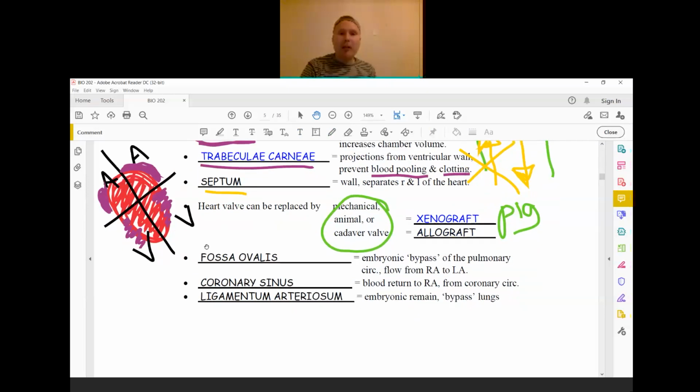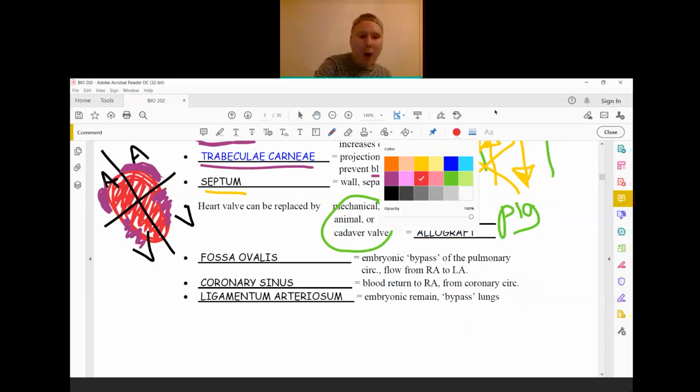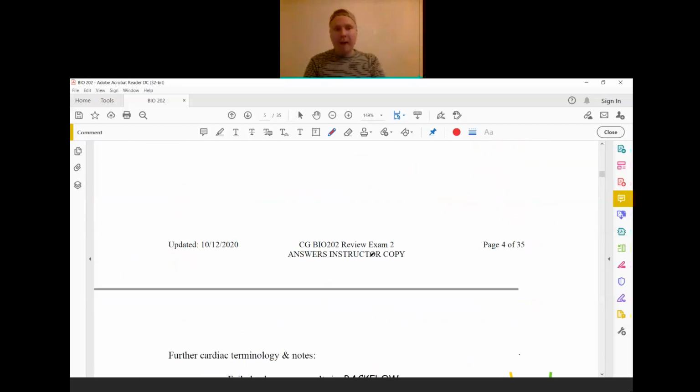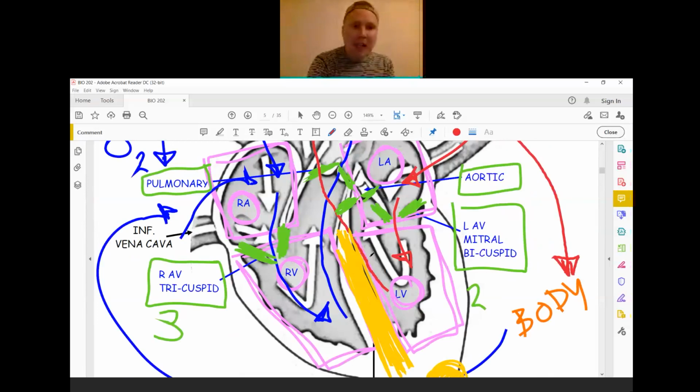A couple of other terms that you'll see. Fossa ovalis refers to this small opening in the embryonic heart where we don't have lungs that would function, because there's no air to breathe inside the mother's womb. So the blood flows directly from right atria to left atria. Coronary sinus is what returns the blood from the coronary circulation, so the supply of the heart, and it returns it here to the right atria.